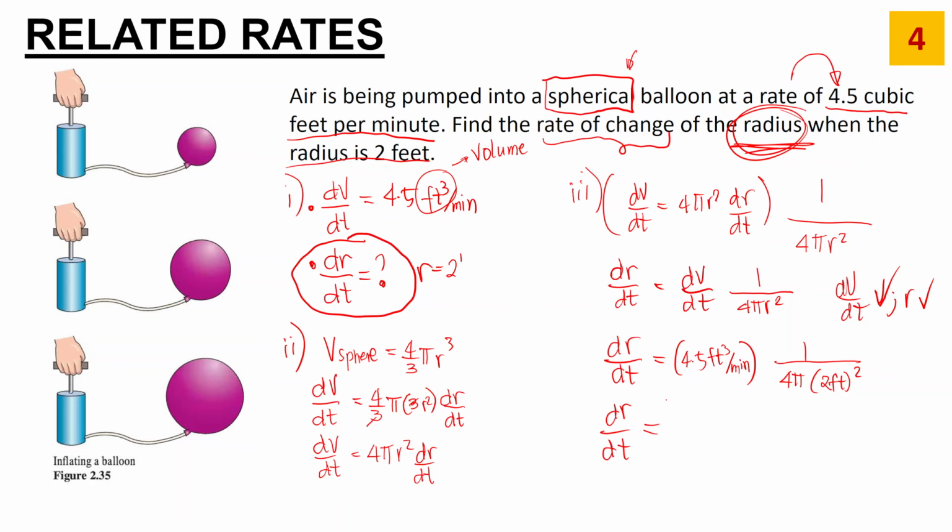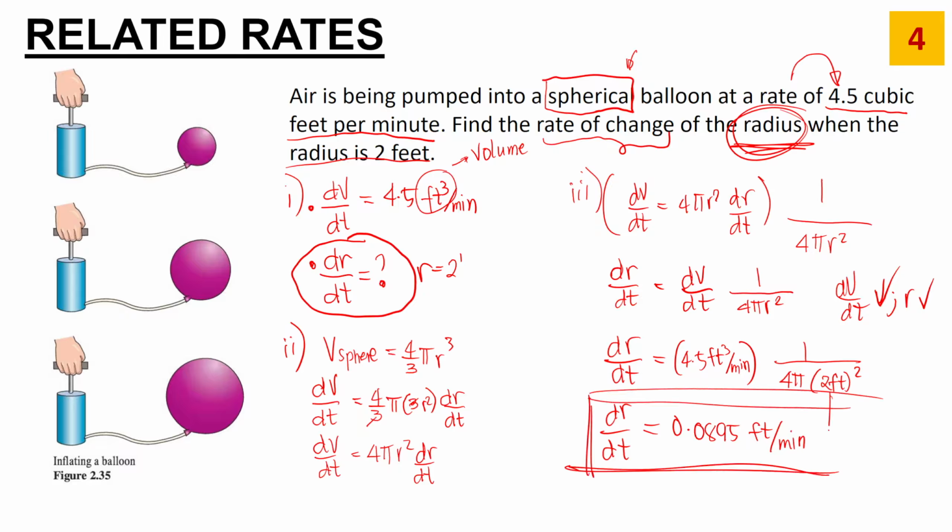So we have 4.5 divided by 4 pi times the radius squared. That is equal to 0.0895, and the unit is feet per minute. Therefore, the rate of change of our radius with respect to time is 0.0895 feet per minute when our radius is 2 feet.